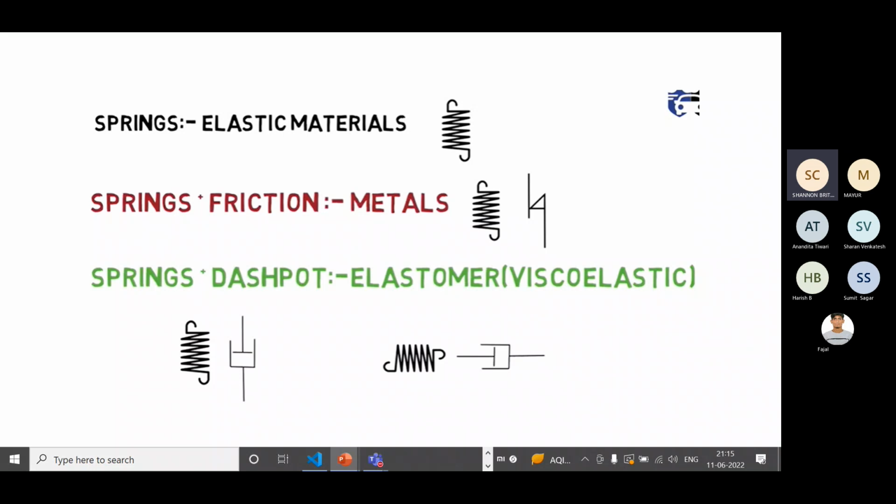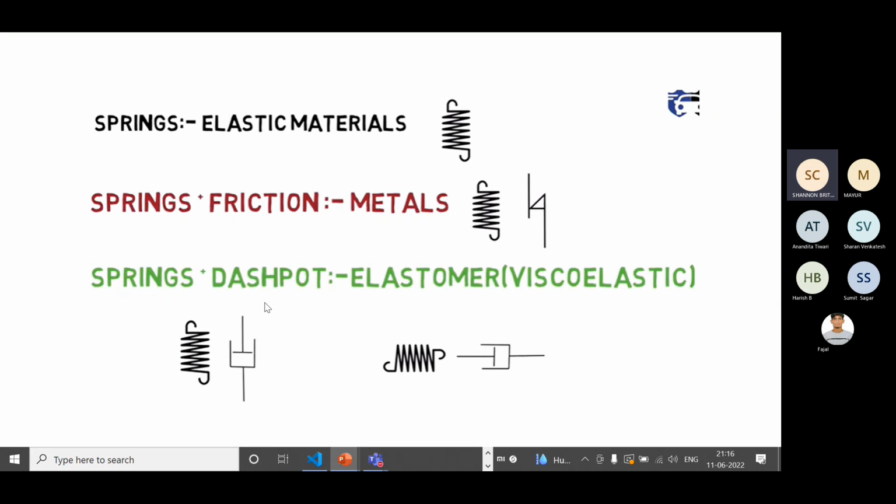Okay, so in general, all materials are mainly classified into three types. There are elastic materials, which mainly show the behavior of springs. Then we have metals, which are like a combination of springs and friction. And then we have a material which comes in between elastic materials and metals, called elastomers. These are also called viscoelastic. This is nothing but a combination of springs and dashpot.